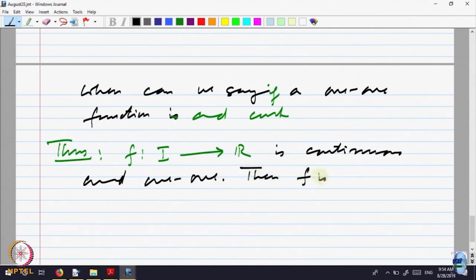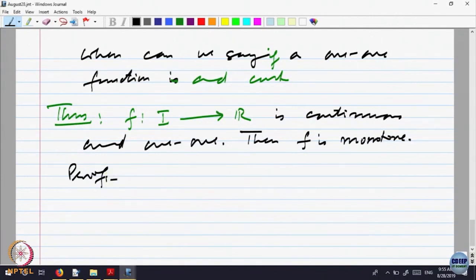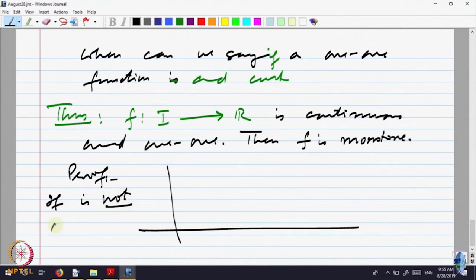Then f is monotone. If it is continuous and 1-1, that should hold. Essentially what we are saying is, we start at the point A, and you decide whether you want to go up or down. Once you start going up, you cannot come down because 1-1 will be contradicted. So the function should be monotonically increasing. Let us discuss the proof first. Let us assume f is not monotone, which is a good idea for proving it.